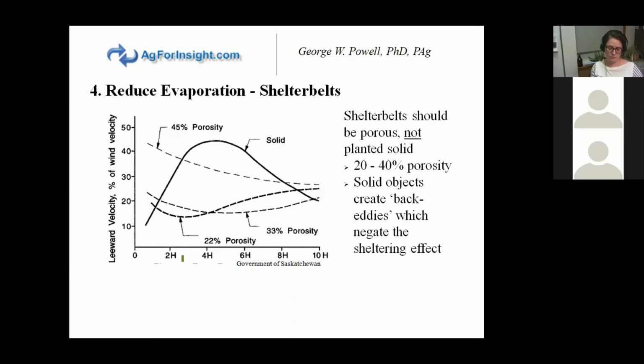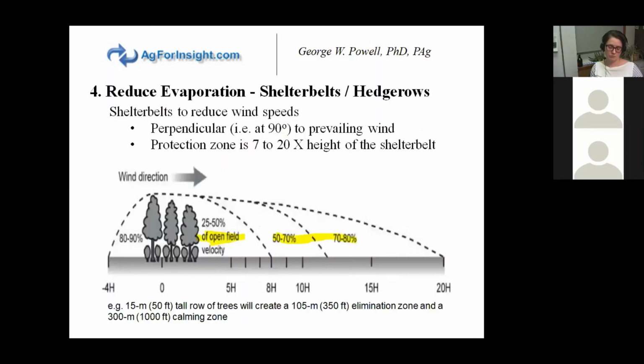So this graph from the government of Saskatchewan shows that the solid line representing a solid shelter belt initially has a much stronger effect on reducing velocity adjacent to the shelter belt. But then as you move away from that shelter belt, its relative performance is less than shelter belts with various degrees of porosity. The reason for that is that when you have a solid object, it creates a back eddy from the windward side, which negates the sheltering effect at a distance out. And I'll go back up to the previous slide to show you this phenomenon.